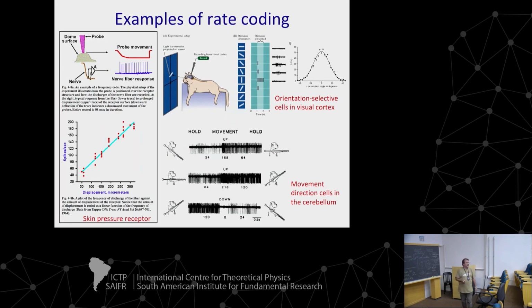Here are some examples of rate code, because after people had those ideas, they started looking at those types of coding in the brain itself. And they found that the 3 types of coding actually exist in the brain. So here are some examples of rate coding.